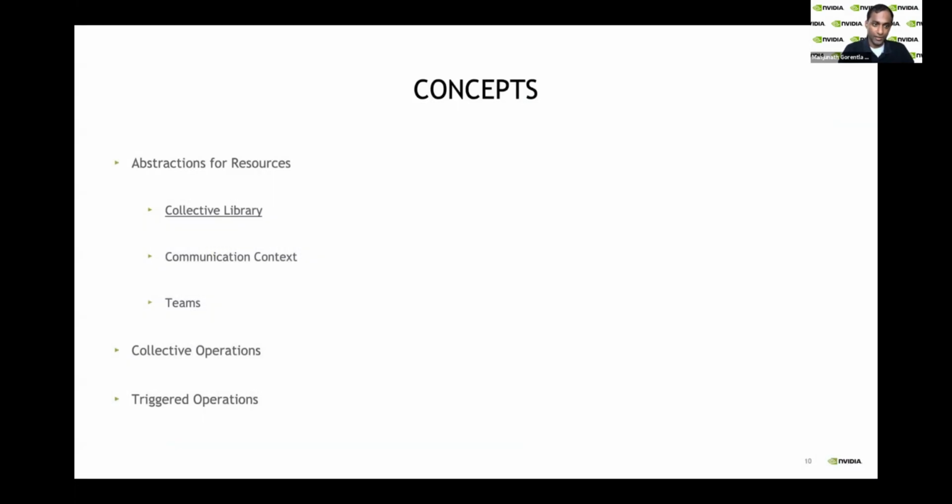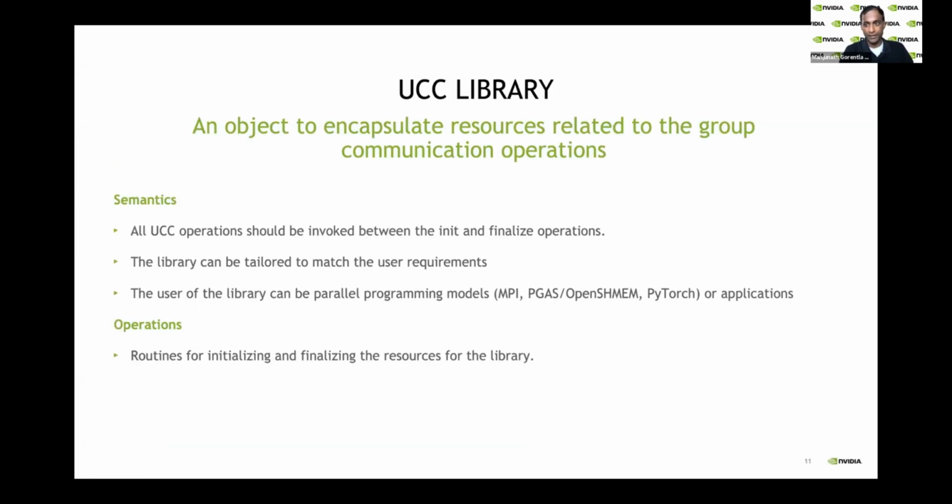So I touched upon the abstractions. The abstractions that I will talk about here are collective, library, communication context, and teams. Let me jump there. What's a library object? The library object is an encapsulation of all the resources required for collective operations, or group communication operations. I'm equivalently calling group communication operations and collective operations the same, but as we make progress in the project, we expect to see group operations go beyond just communication operations.